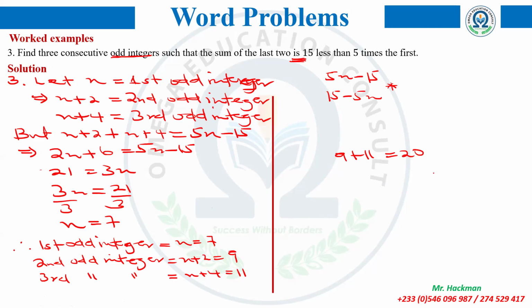And we said it should be equal to 5 times the first minus 15. So 5 times the first is 7, minus 15. 5 times 7 is 35. 35 minus 15 will give us 20. So you can see that indeed, we are on the right track. The numbers that you have there satisfy the condition. Okay, very good.